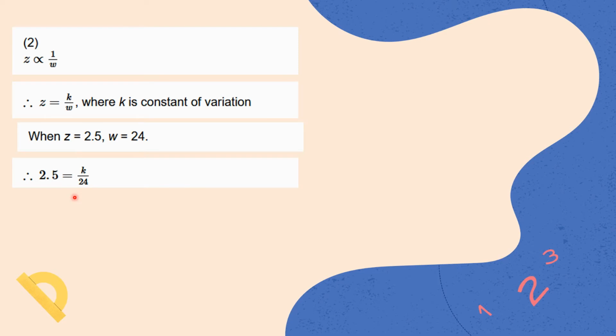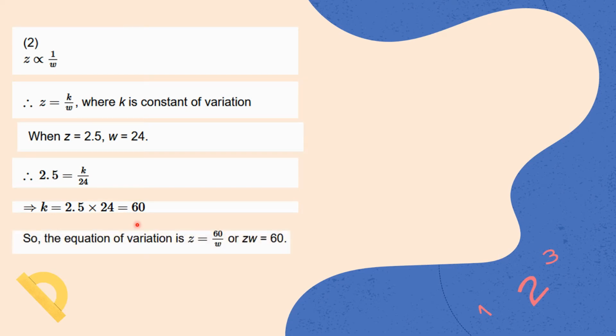Multiply both the sides by 24. You have K is equal to 2.5 into 24, which is 60. So the value of the constant of variation is 60. For the equation of variation, you substitute the value of K as 60. So we have Z is equal to 60 upon W, or ZW is equal to 60. So our constant of variation is 60 and our equation of variation is ZW equal to 60.